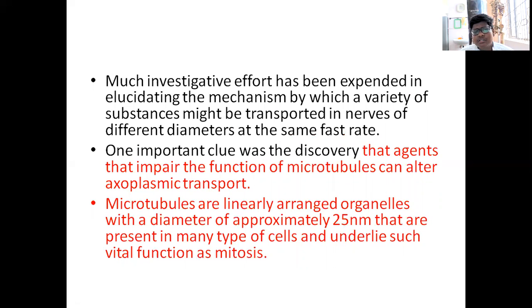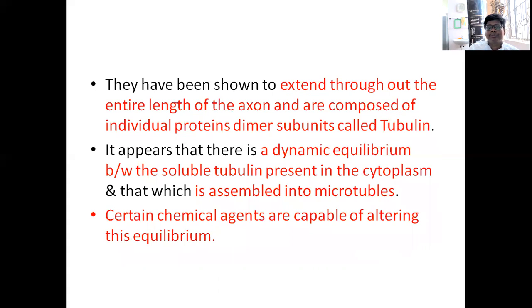Efforts have been expanded in elucidating the mechanism by which a variety of substances might be transported in nerves of different diameters at the same fast rate. One important clue was the discovery that agents that impair the function of the microtubules can alter axoplasmic transport. Microtubules are linearly arranged organelles with a diameter of approximately 25 nanometers that are present in many types of cells and underlie such vital functions as mitosis.